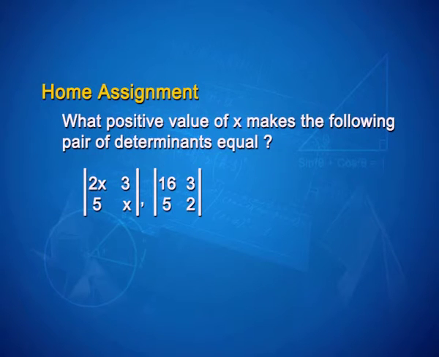Now, home assignment for you students. Take down the question. What positive value of x makes the following pair of determinants equal? Determinant 2x, 3, 5, x and determinant 16, 3, 5, 2.